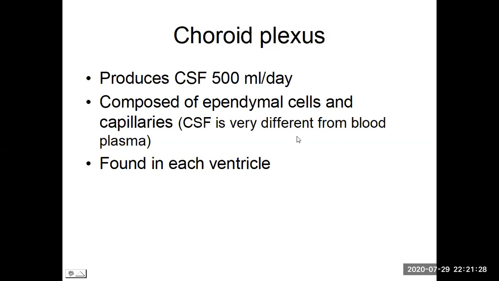And truly due to that filtering process that's done by the ependyma, this is what makes the plasma of our blood quite unique from cerebrospinal fluid from which it's produced. And again, each of those four major ventricles has its own designated choroid plexus.